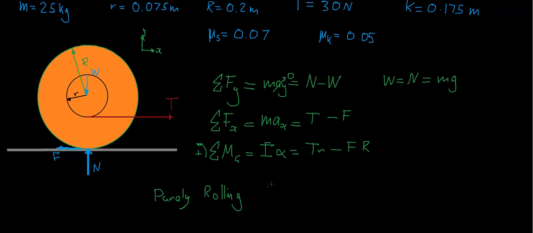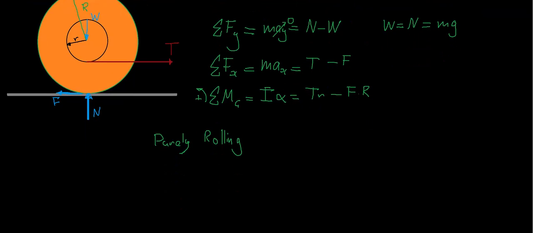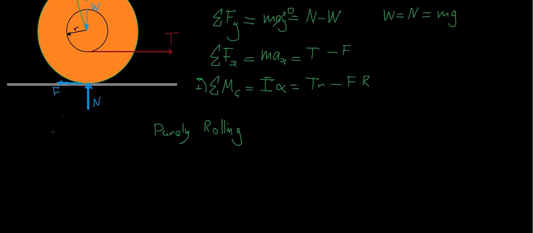Now, because of this, we know that f is going to be less than or equal to a certain value, but we don't know what that value is yet. So what we can do is calculate the max value that f can take. So f max is equal to the static coefficient times n, which we have discovered as mg. And if we substitute the numbers in from above, it's 0.07 times 25 times 9.81, and this gives us a value equal to 17.168 newtons.